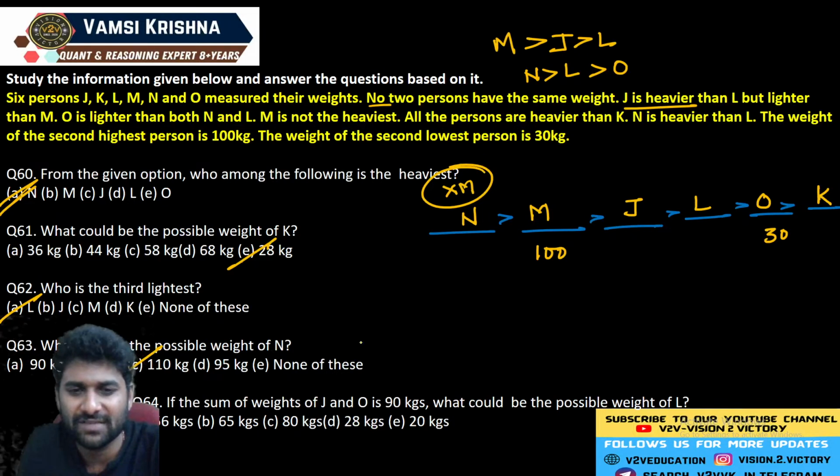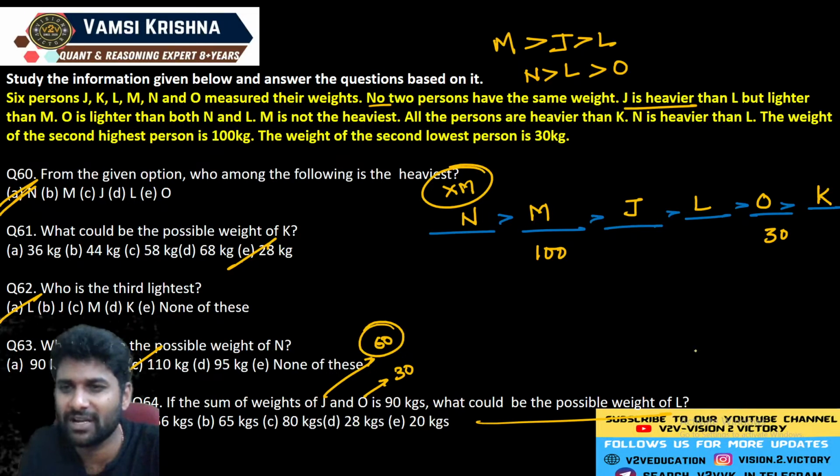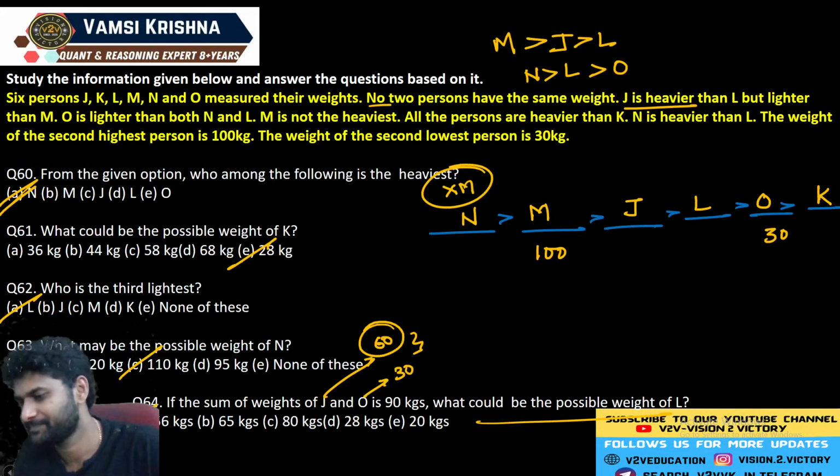Now, if the sum of the weights of J and O is 90, and O you already know is 30, so according to the information, J is 60. What is the possible weight of L? It can be between 30 and 60. We have one option, it is 56.